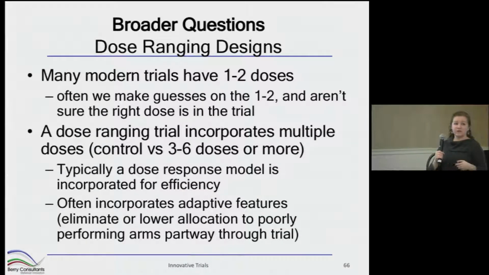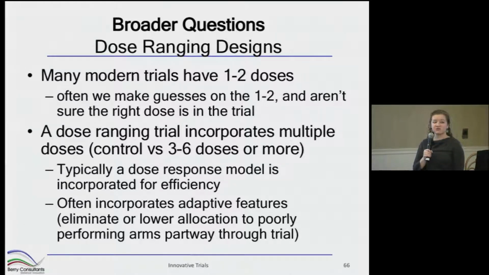So that's one way that we can address broader questions, a factorial design where we look at multiple treatment domains. Another way we can look at broader questions is by doing a dose-ranging study. So many of the trials that we see today have a small number of treatment arms, maybe 1 or 2 doses versus control. So we have often made an assumption that those are the right 2 doses that we should be looking at. But if we make a guess, it's a possibility that we're wrong, and maybe the best dose isn't actually one of those 1 or 2 that we've chosen.